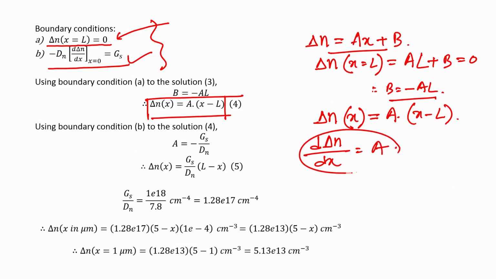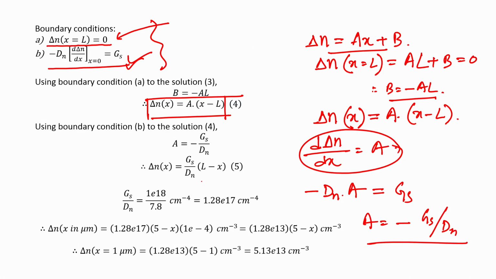Let us plug this expression into the second boundary condition, minus Dn times this derivative. Now, this is a constant, so it does not matter whether we are taking it at x equal to 0 or at some other x value. So, you can just plug in directly this number, that is equal to Gs. This will give you the value of a, that is equal to minus Gs by Dn. So now the excess electron concentration will come as del n(x) equal to Gs by Dn into (L minus x).